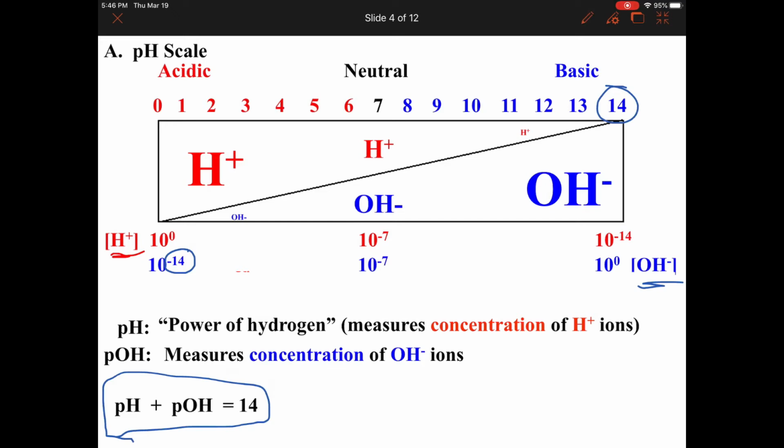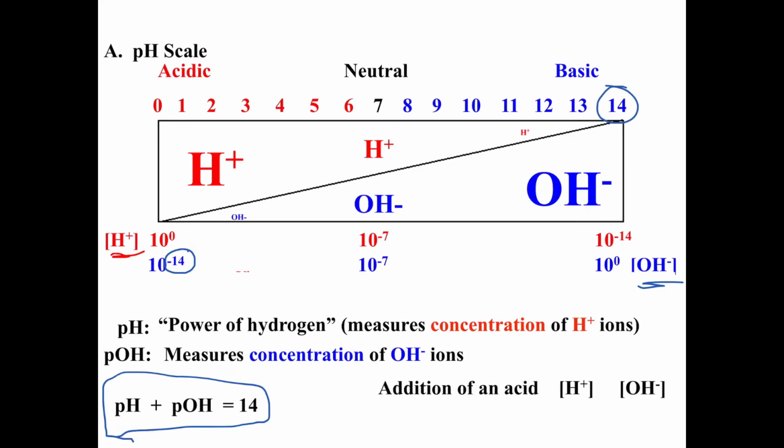So if we had a solution and we added an acid, how is that going to change the amount of H plus and the amount of OH negative? Like we said on this scale on the left-hand side, we're adding an acid, we're adding H plus, and the amount of OH is going to go down. If we add a base, it's the opposite. The amount of H plus is going to go down, and the amount of OH negative is going to go up.